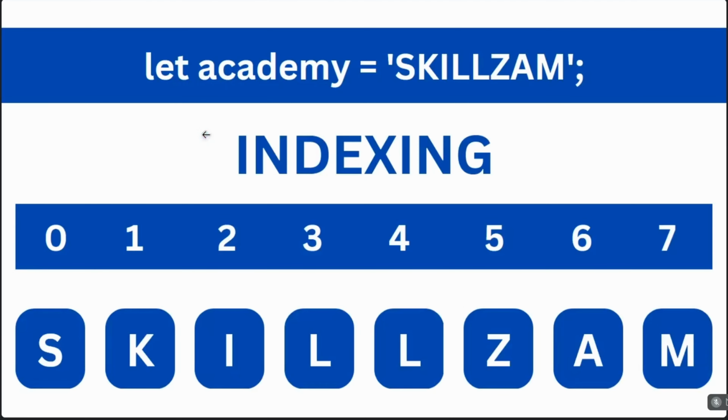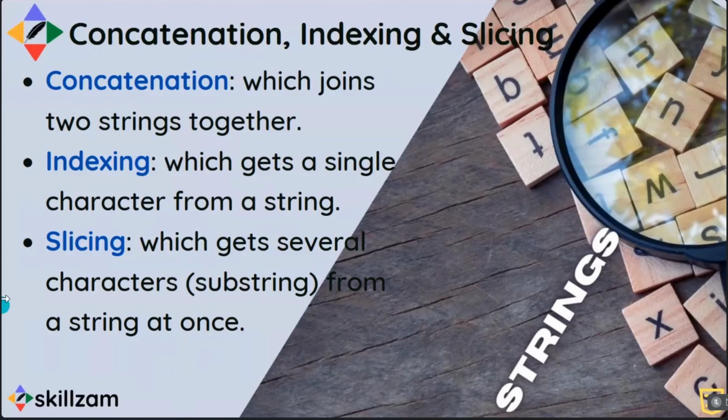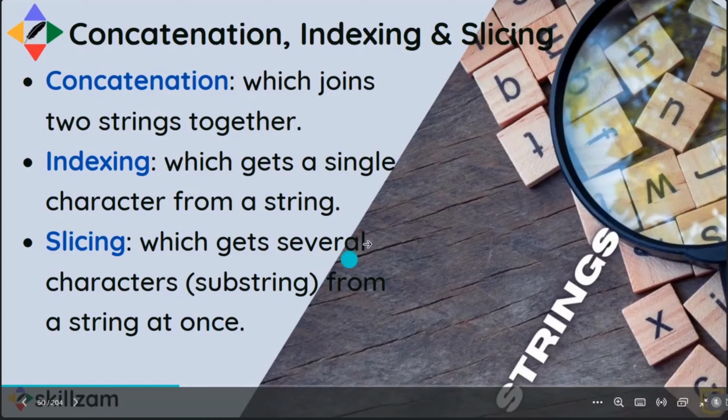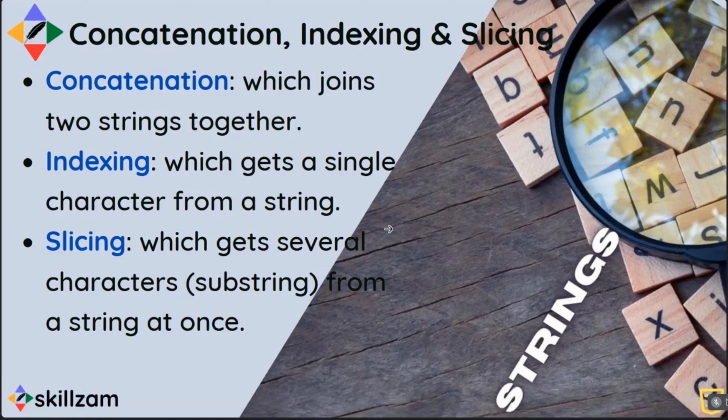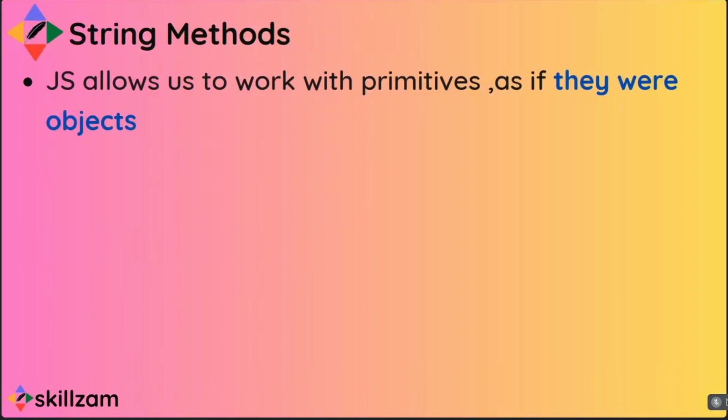Now we are going to see what is known as slicing in a while when we are discussing string methods. Just to let you know what slicing is, it is the one which gets several characters or a substring from a string at once. So slicing is you are trying to extract a certain substring out of the main string. All right, we will see how slicing works later. For now, let's enter something called string methods.